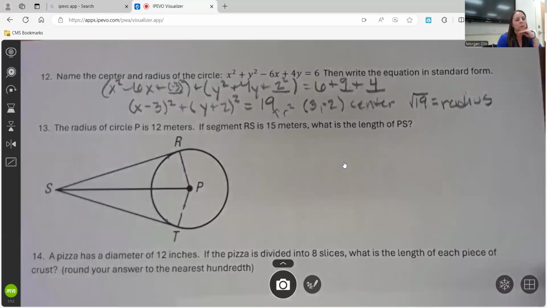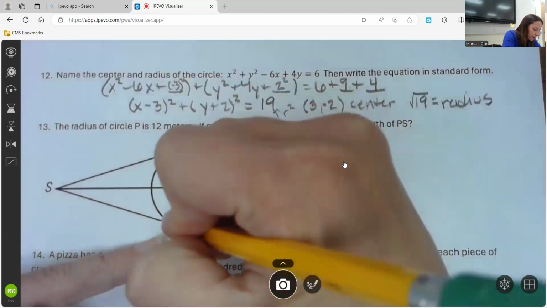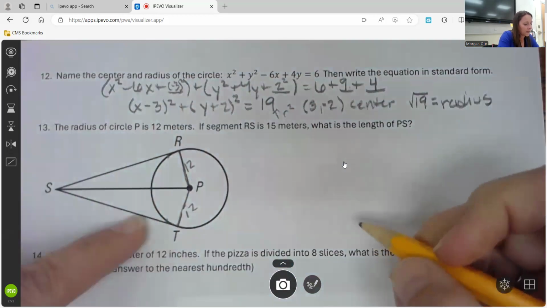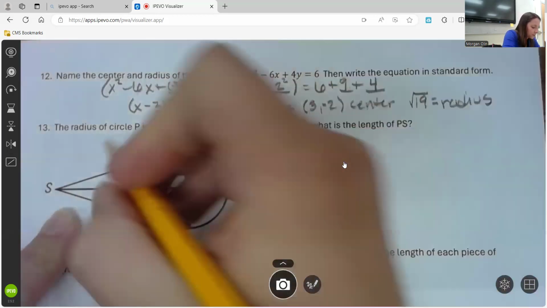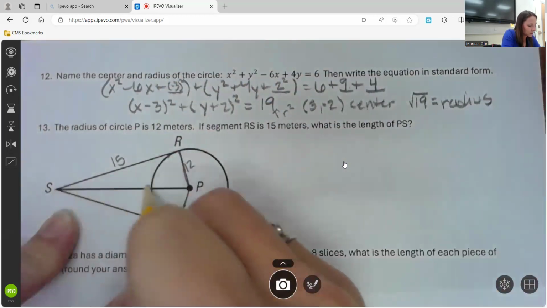All right, moving on to number 3. The radius of circle P is 12. So here, both of these are radii right here. So both of these are 12. All right. If segment RS is 15, so this is 15. All right. What is the length of PS? So what's the length of this in the middle?